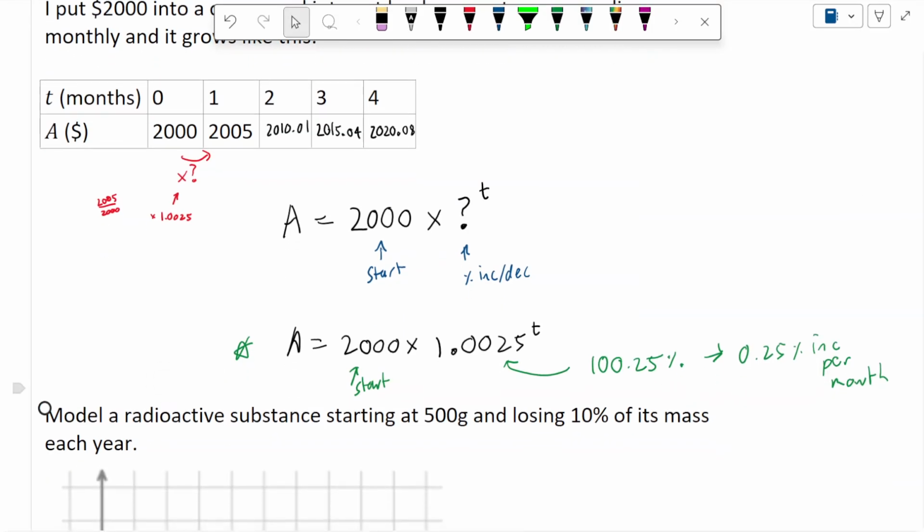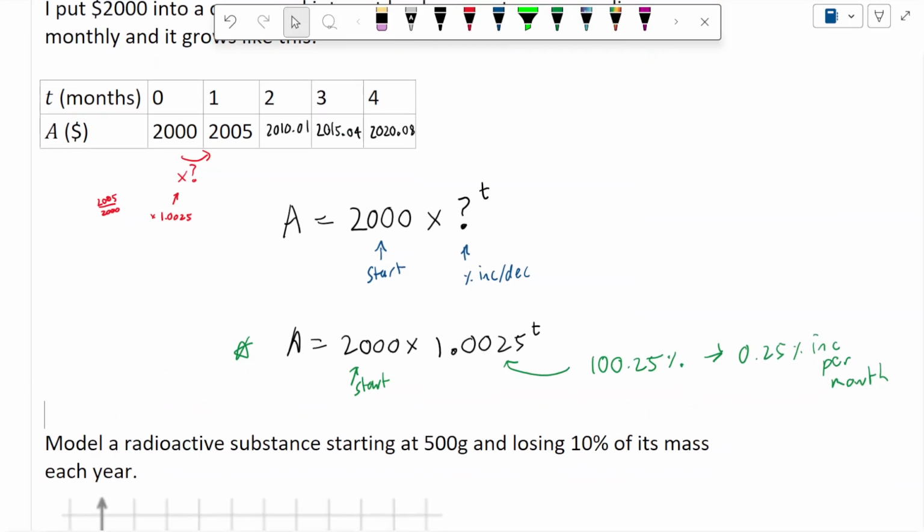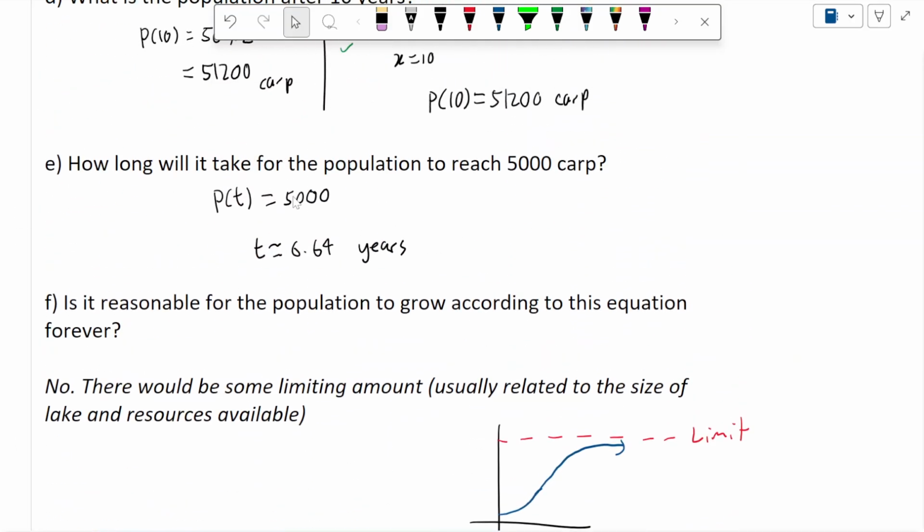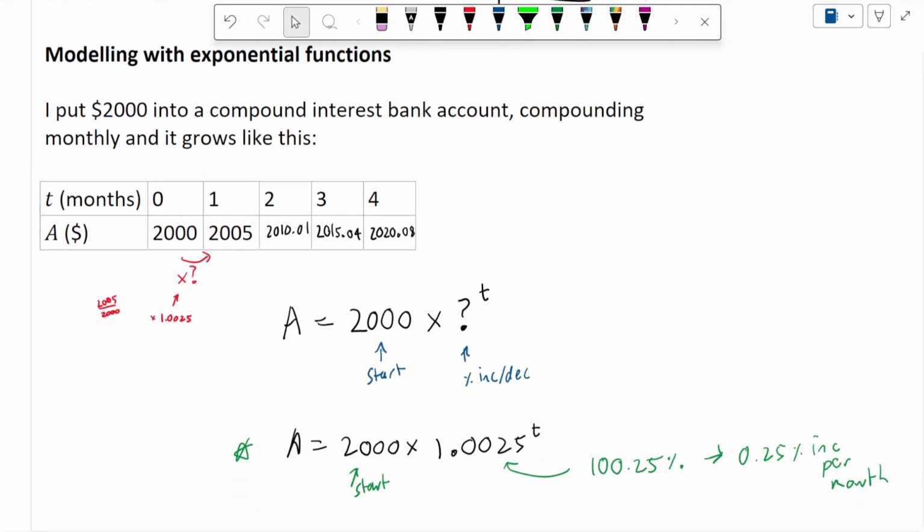And you could graph it to figure out how long it would take you to hit a specific amount of money in your account, for example. That would be similar to this question for the carp.